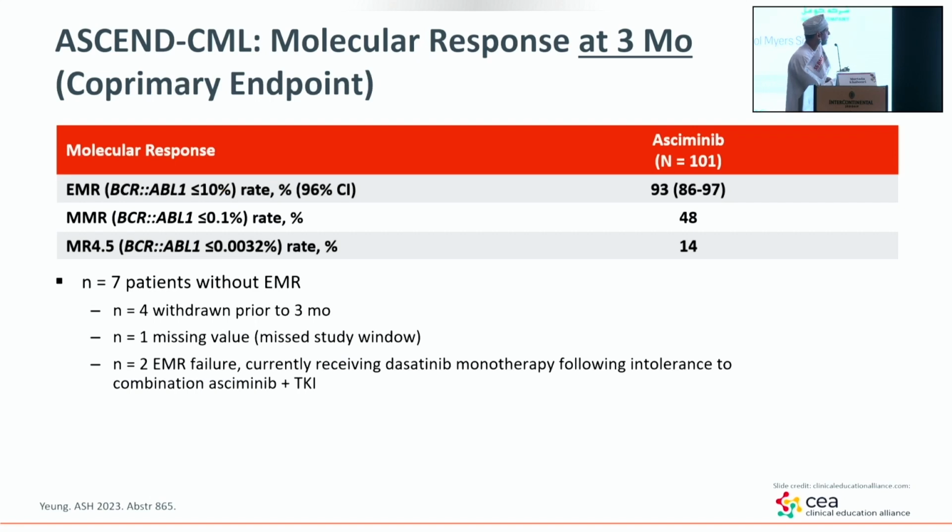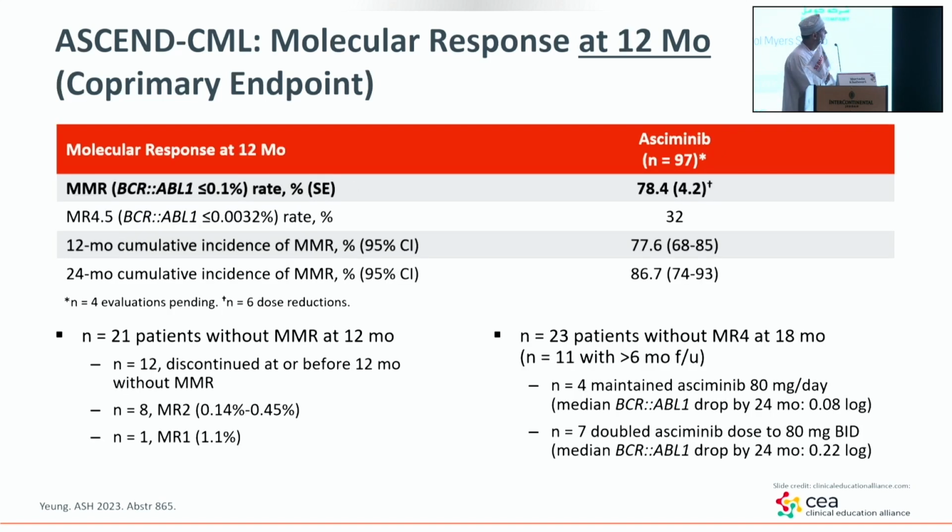Let's look at the results. The early molecular response, which was the primary endpoint, was 93%. So again, a very good response, and this is early molecular response. Looking at the MMR, almost 50%, and the MR 4.5, 14%. So impressive responses, and that was at 3 months. When you look at 12 months, the MMR improved to almost 80%.